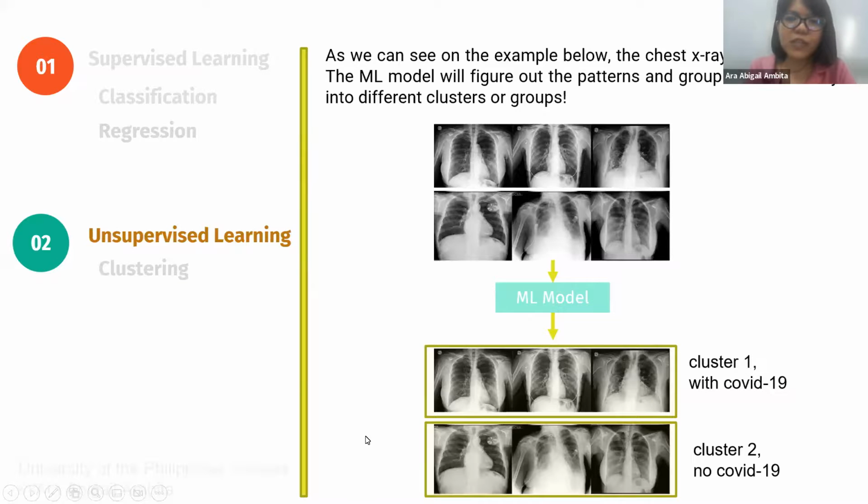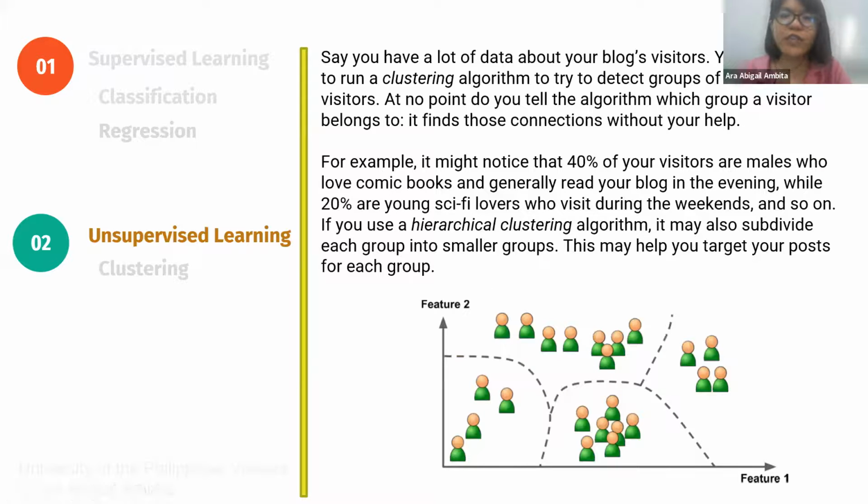Okay, so another example. Say you have a lot of data about your blog's visitors, so you may want to run a clustering algorithm to try to detect groups of similar visitors. At no point do you tell the algorithm which group a visitor belongs to. It finds these connections without your help. For example, it might notice that 40% of your visitors are males who love comic books and generally read your blog in the evening, while 20% are young sci-fi lovers who visit during the weekends, and so on.